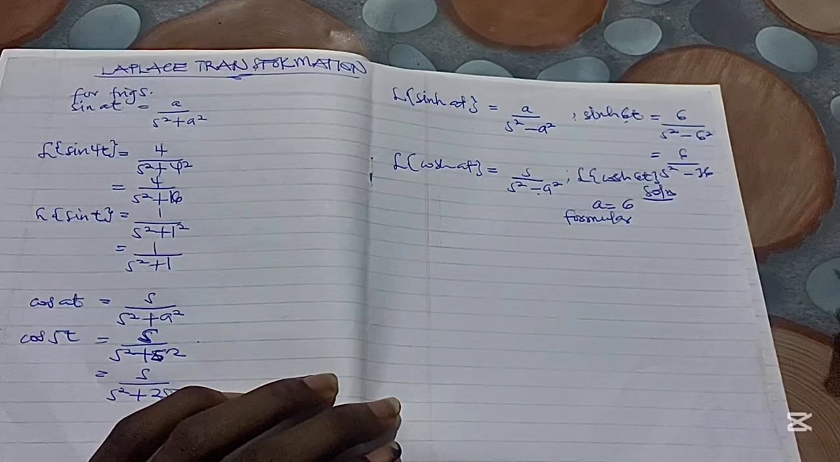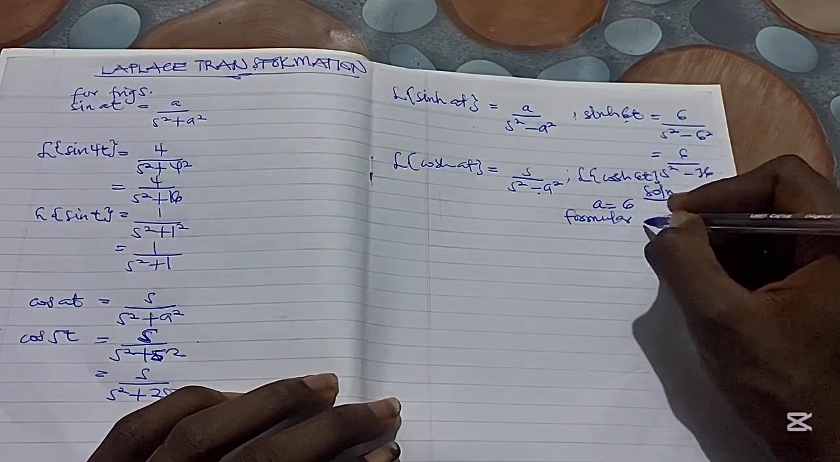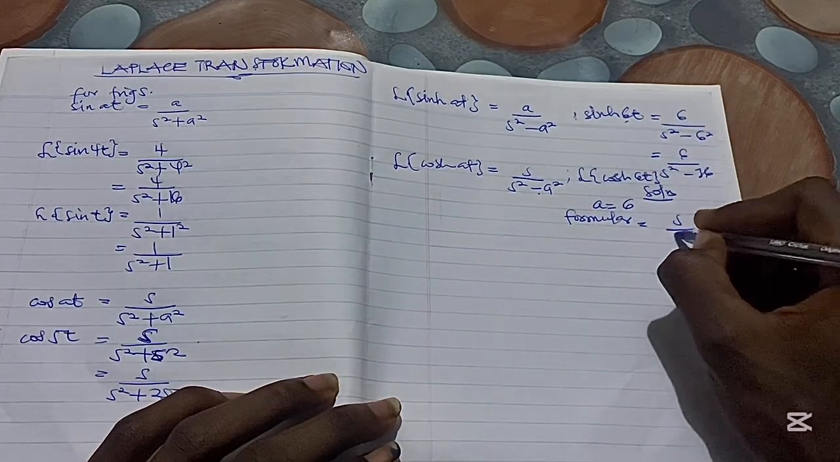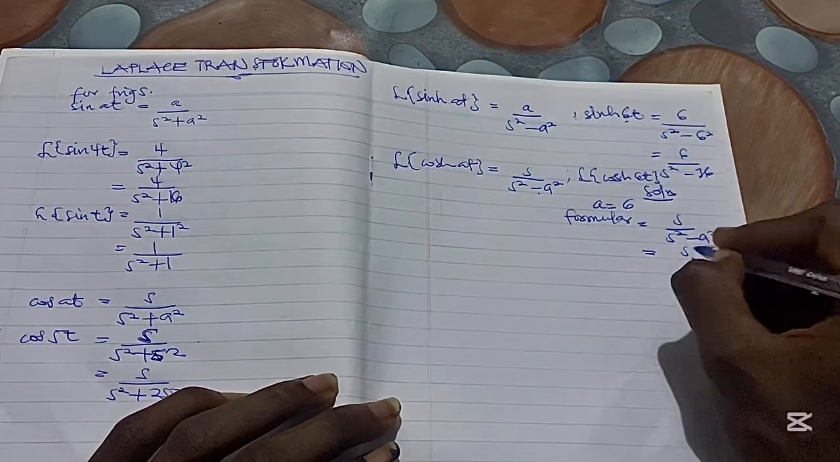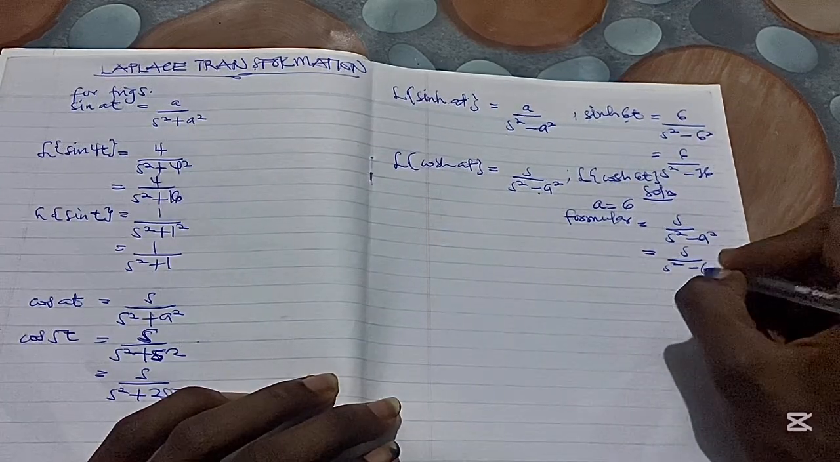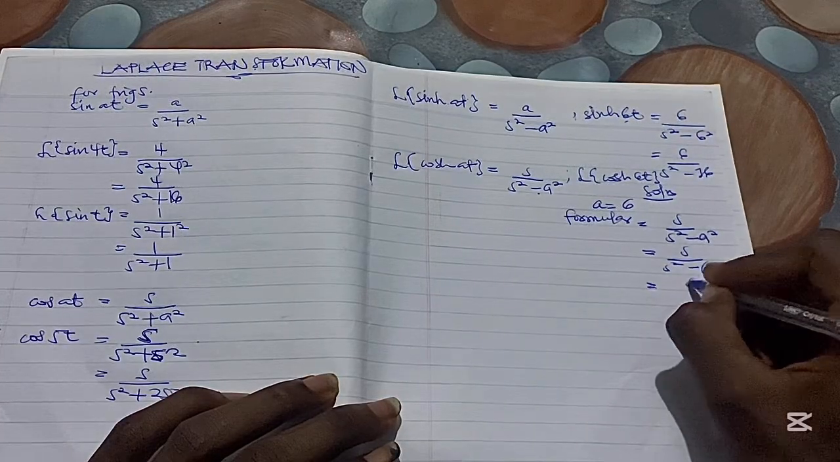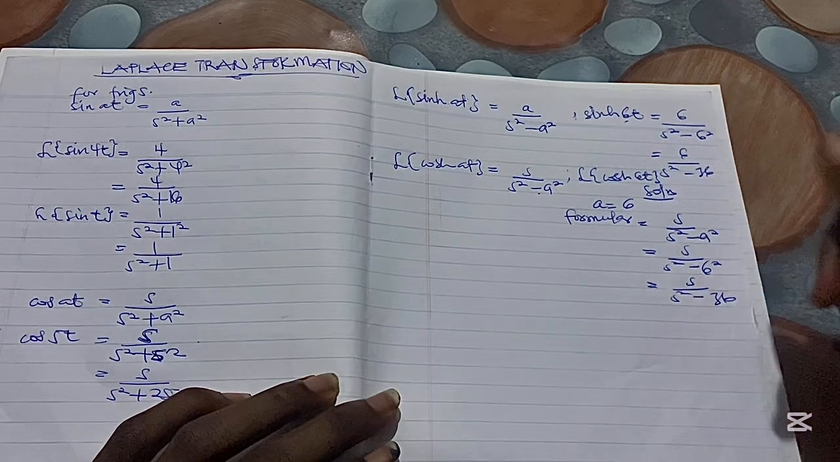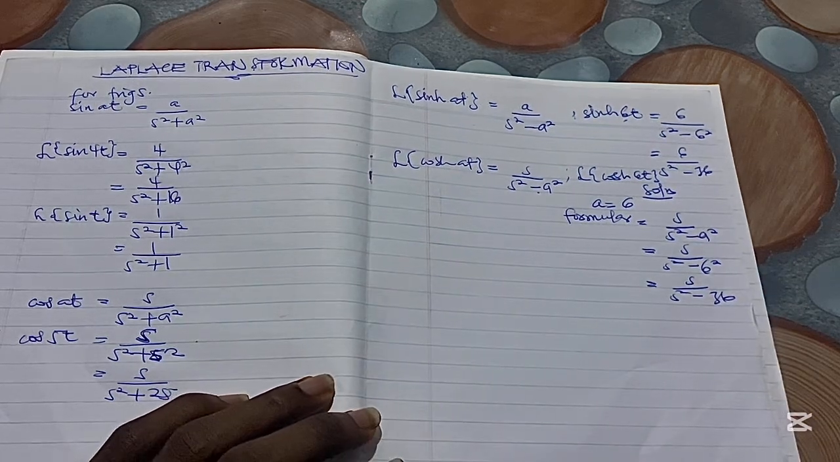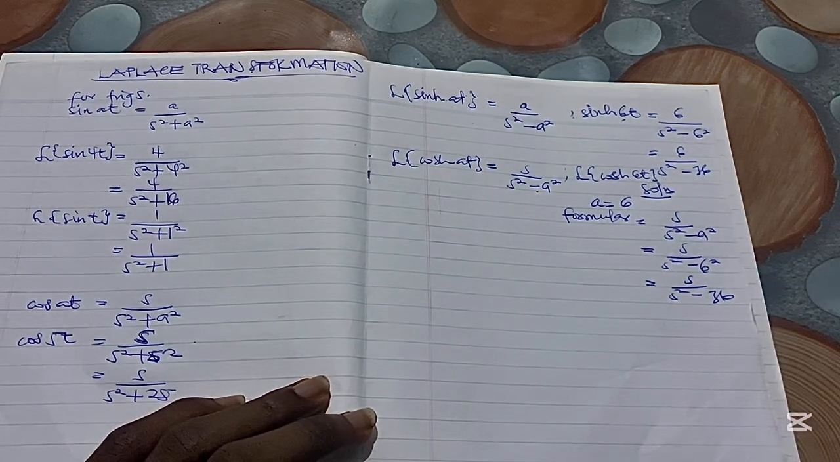What's the formula? The formula for the cos one is what? S over S squared minus what? A squared. So you're going to put it inside. Just sub it inside. S over S squared minus 6 squared. So what do we get? S over S squared minus 36. You are done. As simple as ABC. So this is the Laplace transformation for trig functions.